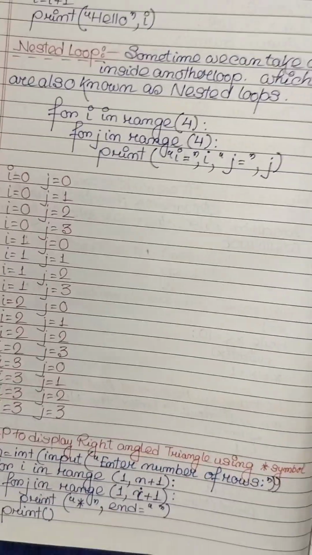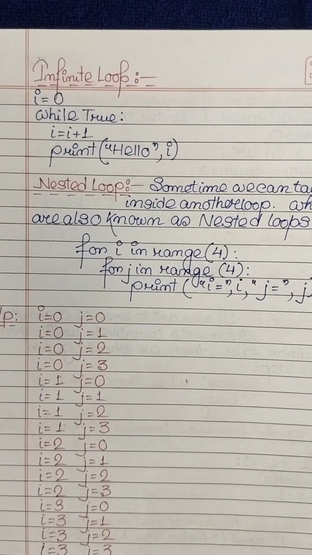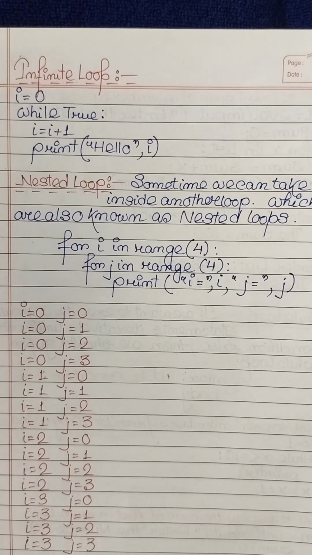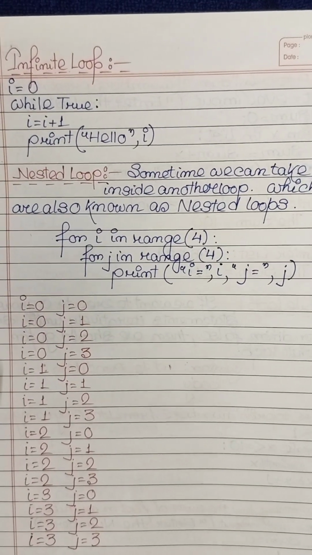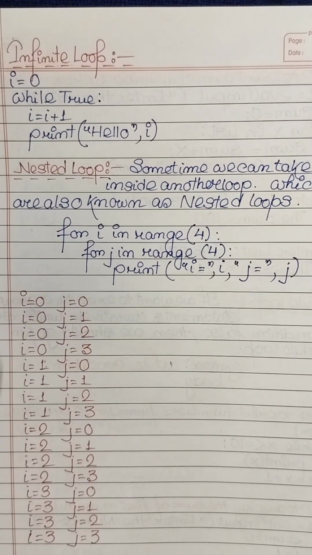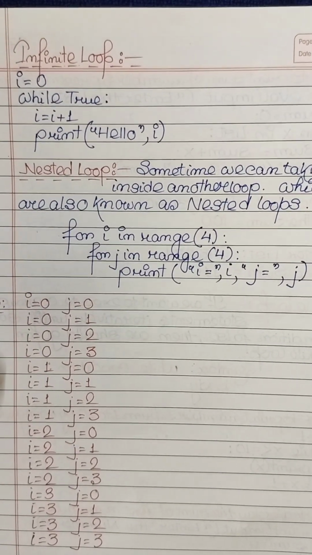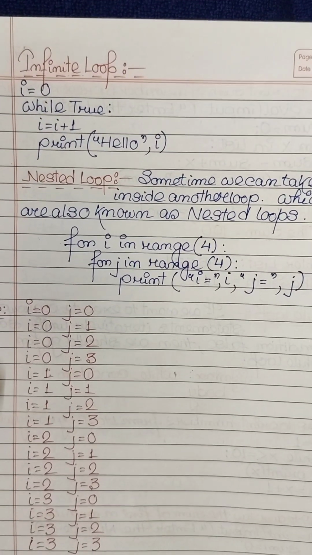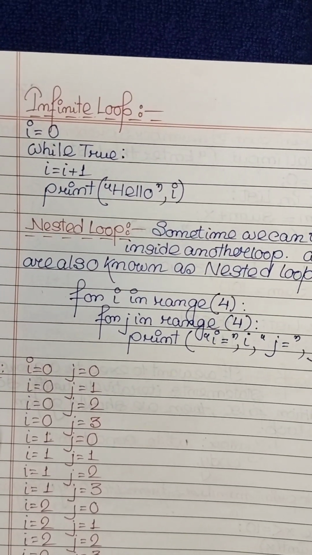Okay. Now our next part is the infinite loop. i = 0, while True: i = i + 1, print hello i. It will continue forever because it is an infinite loop. I have not given its ending, so it will continue to run. So this is a program on the infinite loop.